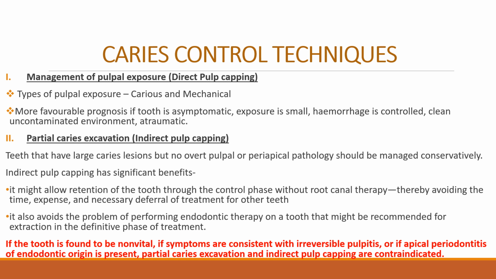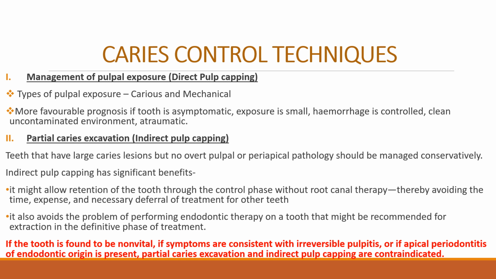Prognosis of direct pulp capping is good only if the tooth is asymptomatic, the exposure is small, that is less than 0.5 mm, and the hemorrhage from the exposure site is easily controlled. The exposure has occurred in a clean, uncontaminated environment, that is, rubber dam was placed in the first place, and the exposure was relatively atraumatic.